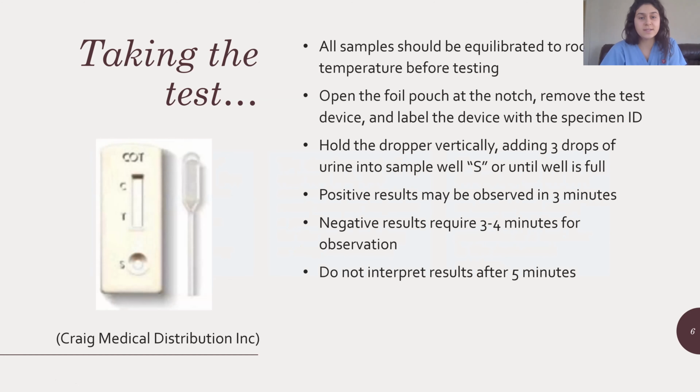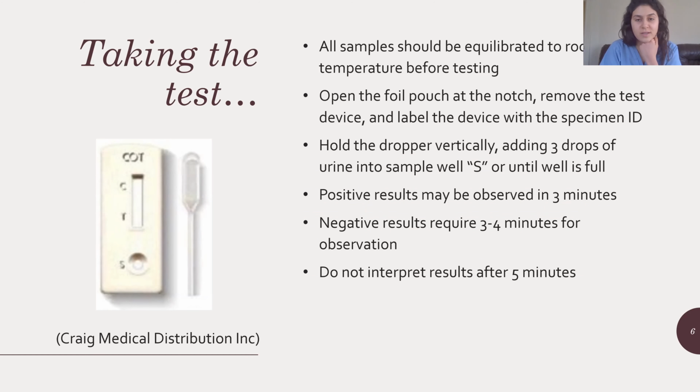So how to take the test. All of the samples need to be equilibrated to room temperature. So this might be if someone asks you to take a sample and you store it in the fridge temporarily while you're out to go get the test or something. Or if someone is working in a lab and they have multiple samples and they're being stored. They need to be brought down to room temperature first.